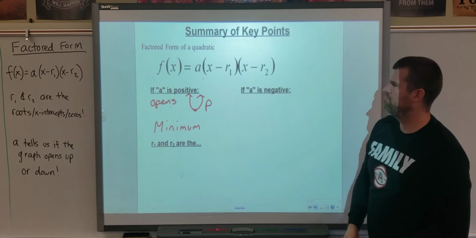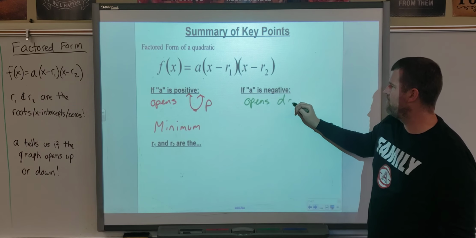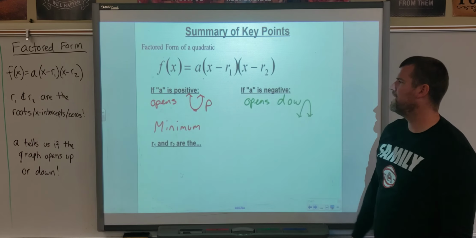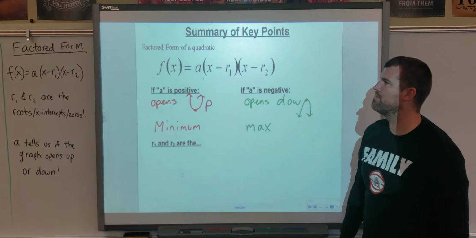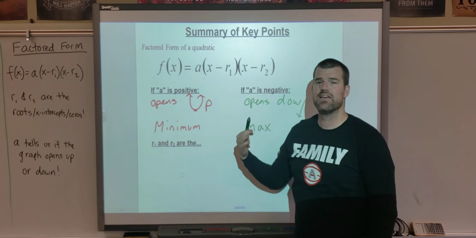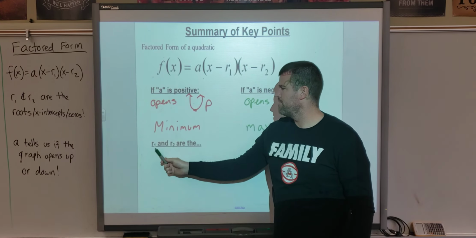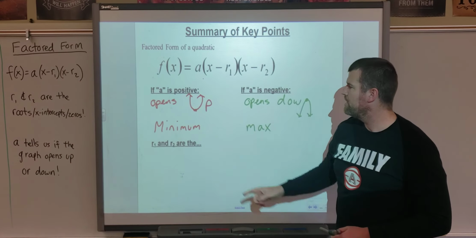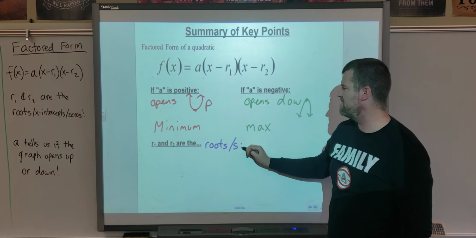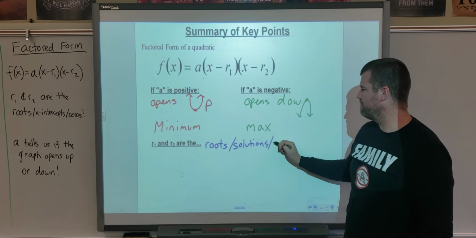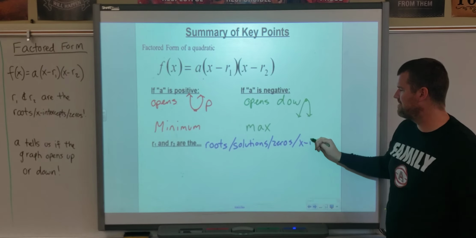If a is negative, that means our graph will open down. And if our graph opens down, that means we have a maximum. So anytime you see something in factored form, we expect you to be able to look at the a and know if the graph opens up or down, or if it has a minimum or maximum. More importantly, however, from factored form is knowing what R1 and R2 represent. R1 and R2 are the roots, which are the solutions to the problem, which are the numbers we can plug in to make the equation go to 0. And I would say most importantly, they are our x-intercepts.